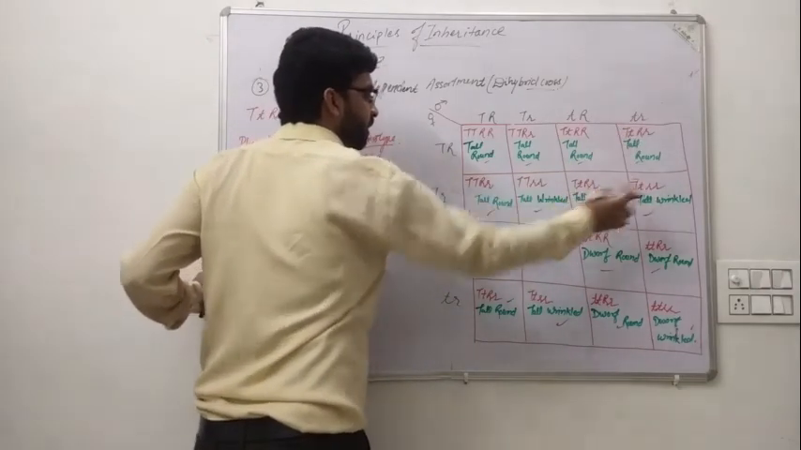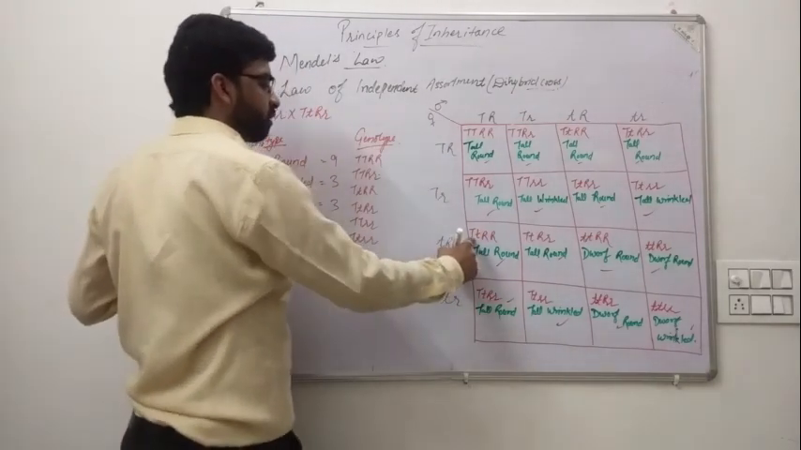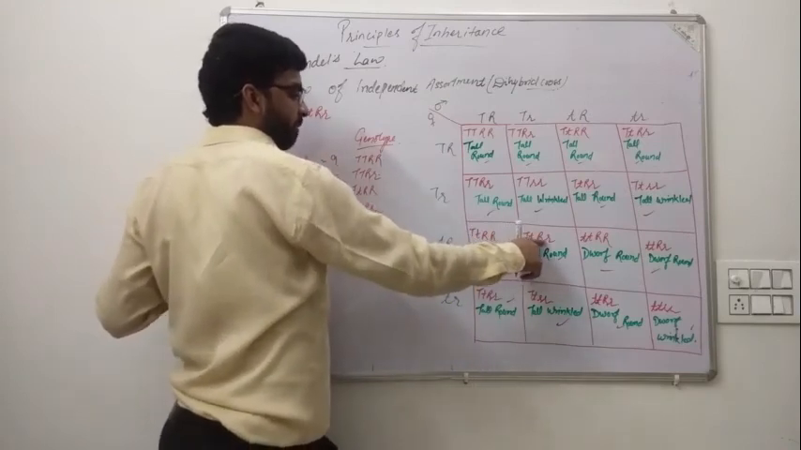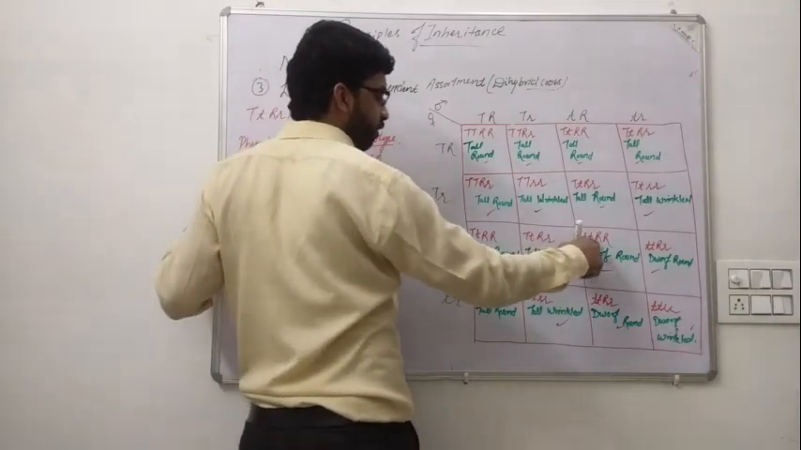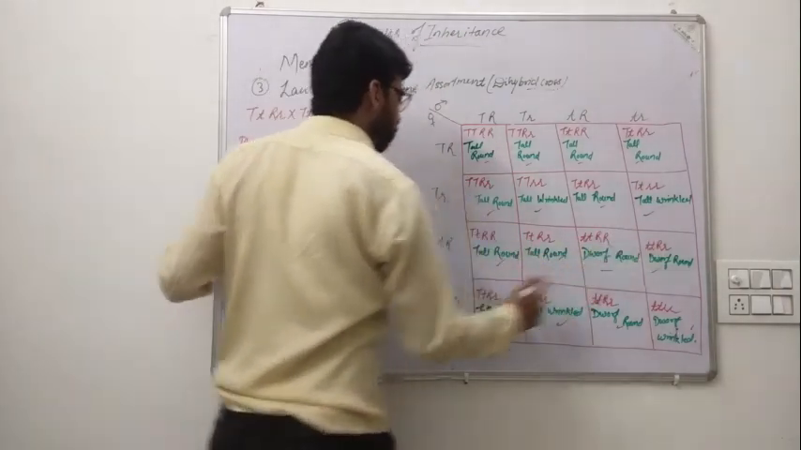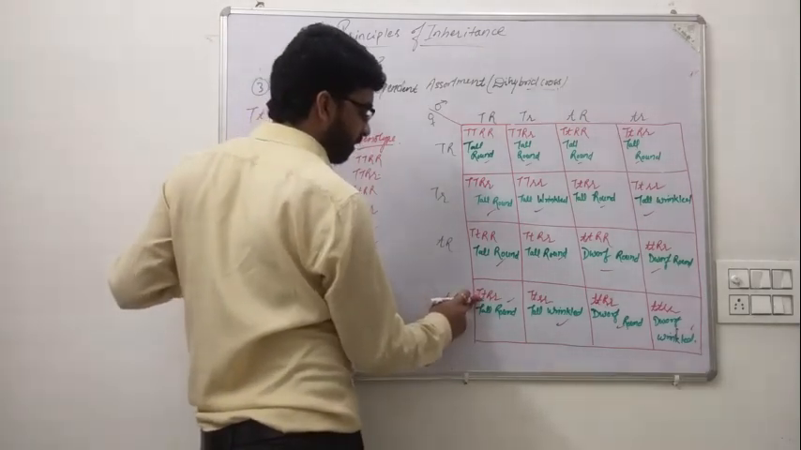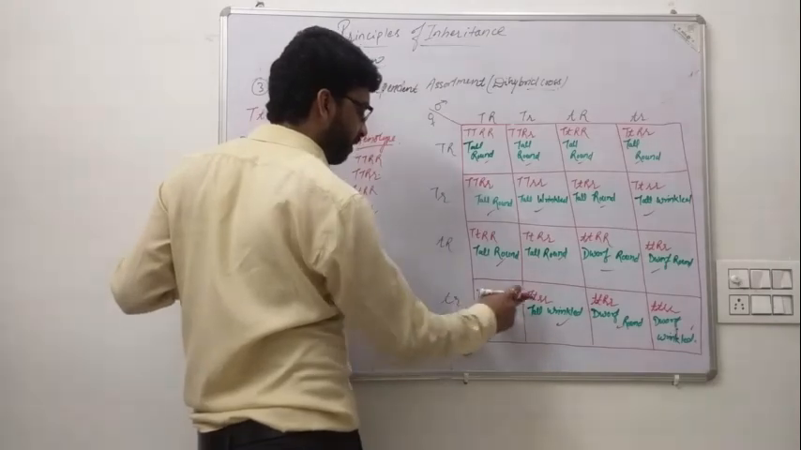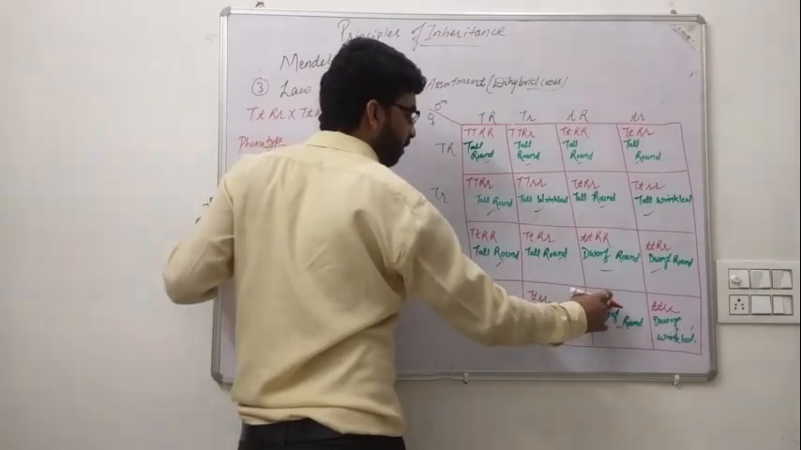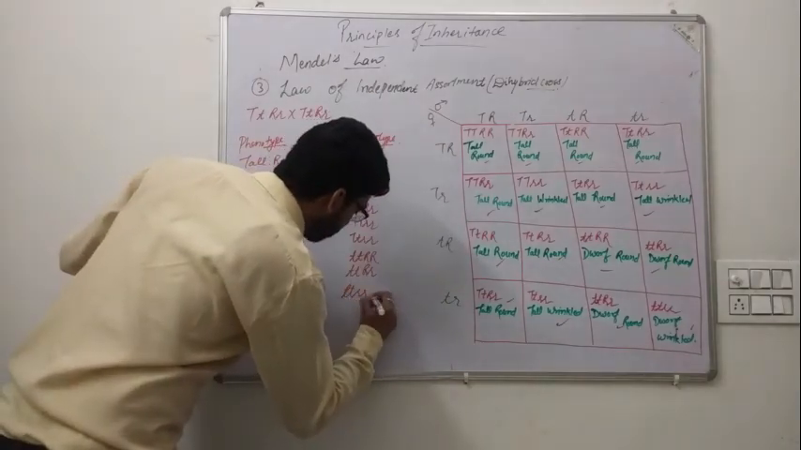Next, capital T small t capital R small r. Next, capital T capital T small r small r. Next, capital T small t capital R capital R. Next, small t small t capital R capital R. Next, small t small t capital R small r. Next, capital T small t small r small r. Then small t small t capital R small r, and the last one, small t small t small r small r.